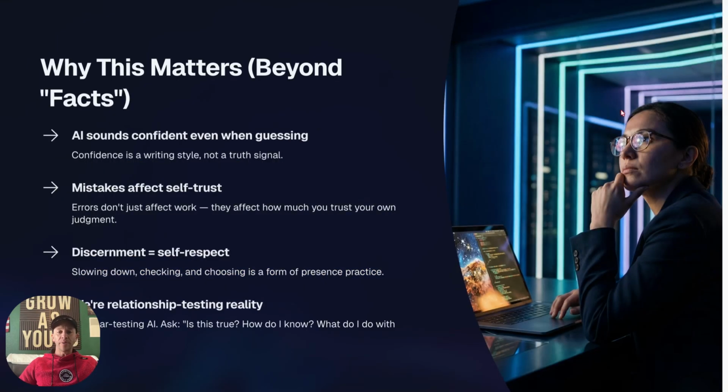So why does this matter beyond facts? AI sounds confident when guessing. Confidence is a writing style, not a truth signal. Mistakes affect self-trust. Errors don't just affect work, they affect how much you trust your own judgment. Discernment equals self-respect. Slowing down, checking and choosing is a form of presence practice. We're relationship testing reality, not fear testing the AI. So ask yourself, is this true? How do I know? And what do I do with it?